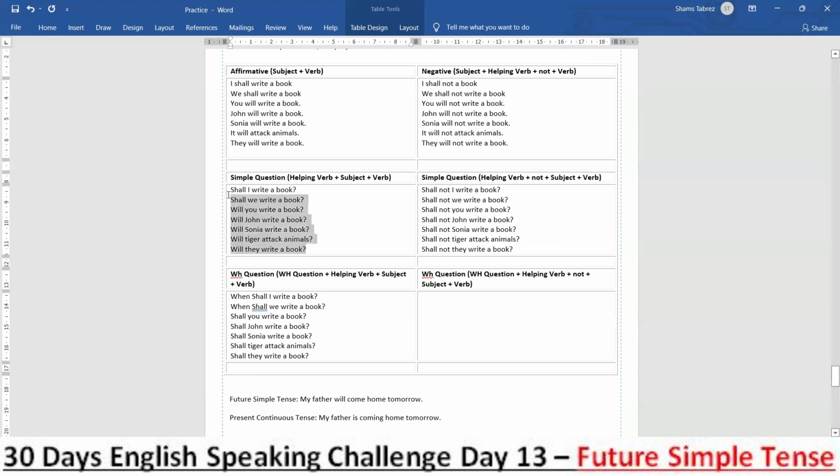So now copy this one and add interrogative pronouns, that is WH word, and then it becomes a WH question. So when shall I write a book? When shall we write a book? When will you write a book? So you see, the helping verb should be in small letters.